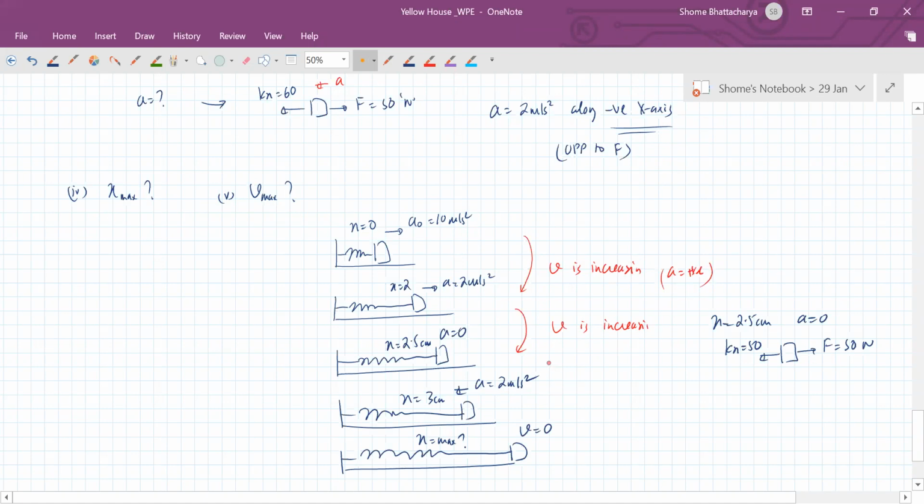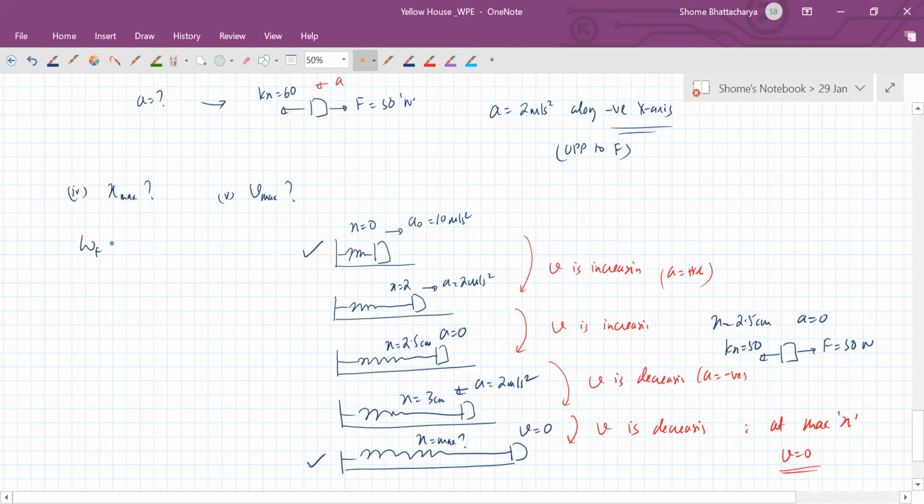But after that, what happens? V is decreasing because acceleration is negative. Here also V is decreasing. Okay. So at maximum X, V should be 0. The block should momentarily stop. So that is the concept we'll use now.